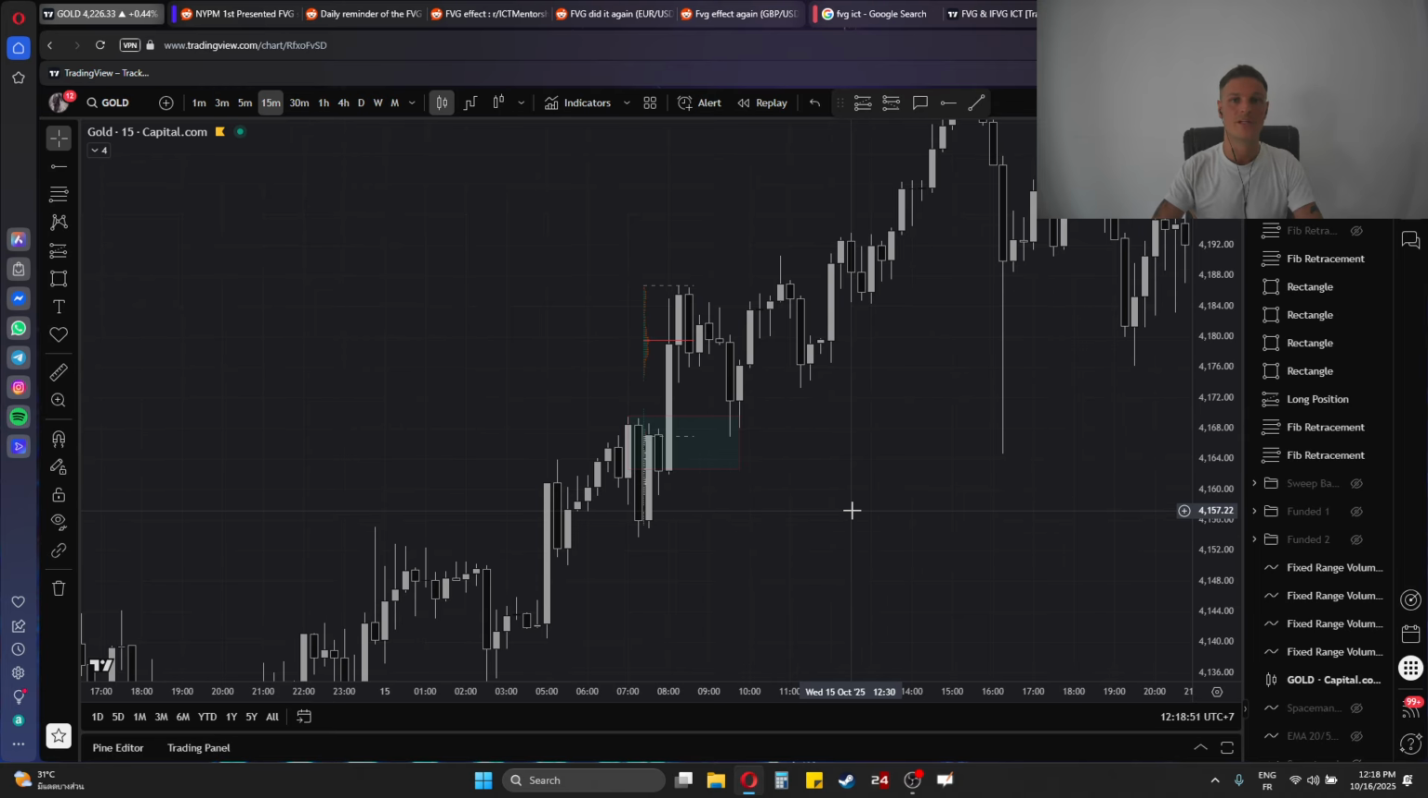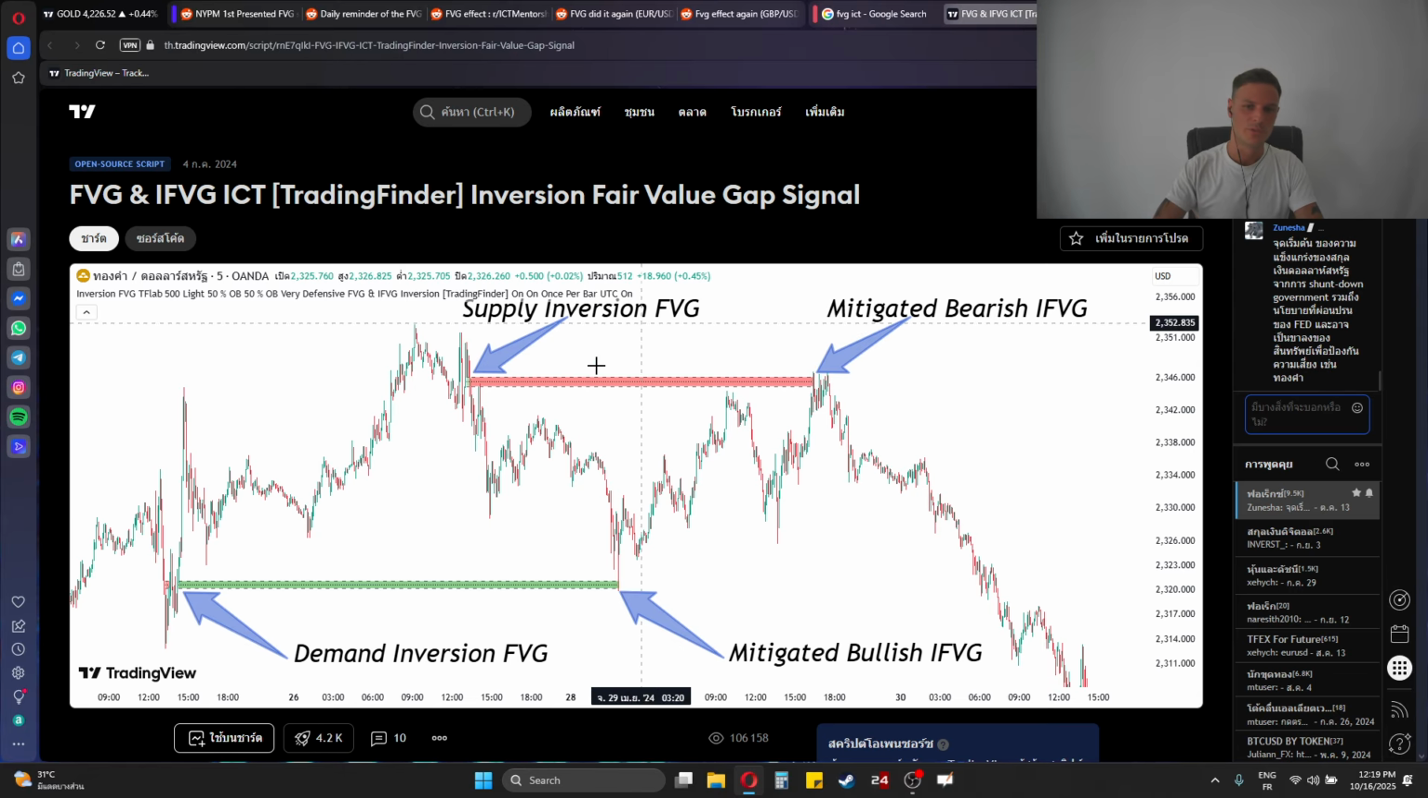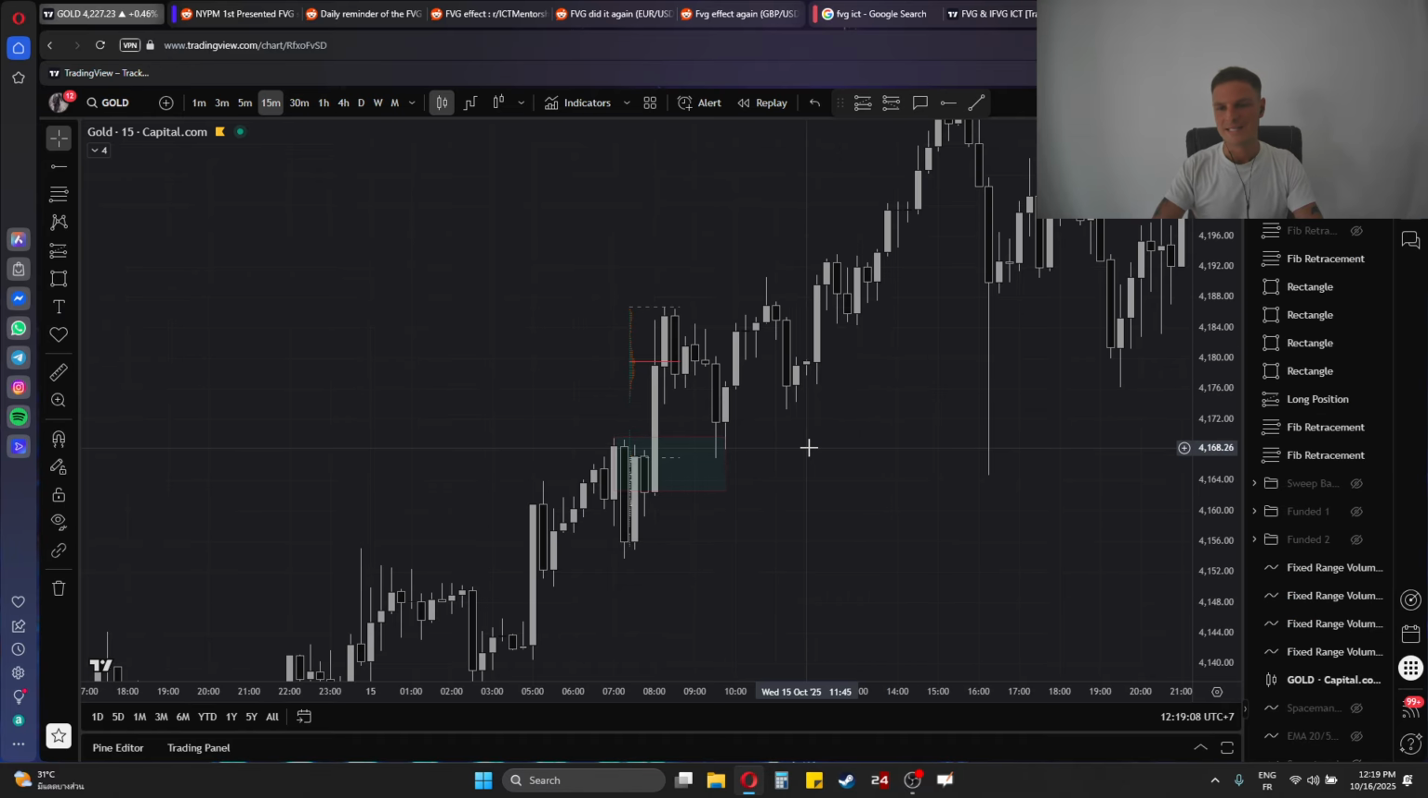Also, at the end of the video, if you want to actually see some ICT concepts that actually work and that are way more simplified than all of the noise that they like to put on their charts, just stick to the end, because I'm going to show you some examples of ICT style concepts that actually work: liquidity sweeps or stop hunts or whatever.